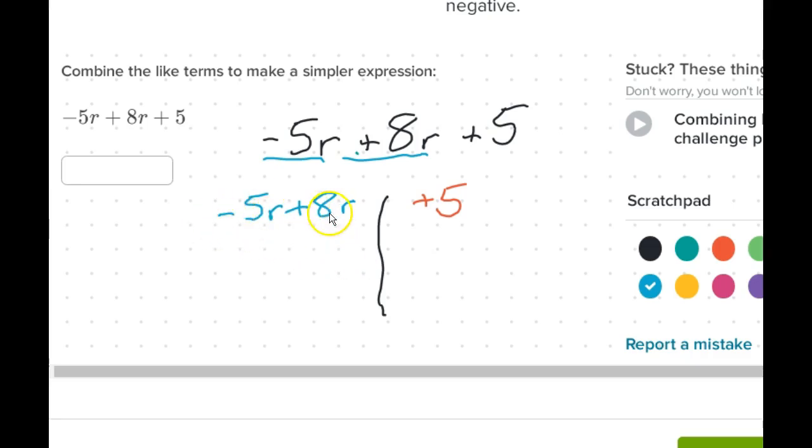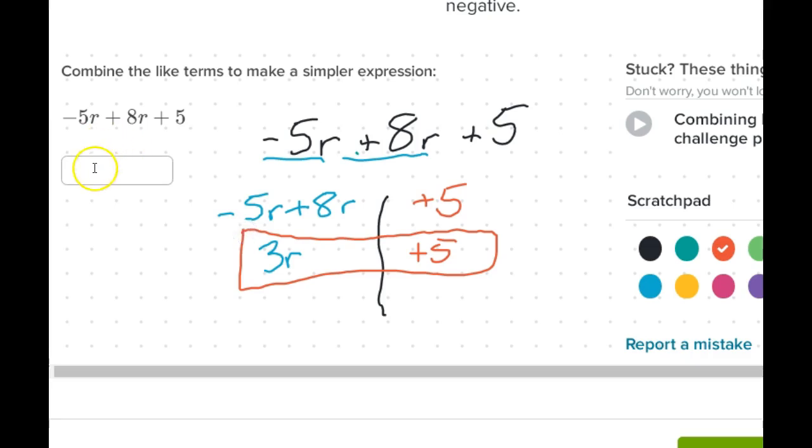So negative 5r plus 8r is going to be 3r. And remember, it's the same thing either direction. 8 minus 5 is the same as negative 5 plus 8. And then on this one, the plus 5 is just the same. So my answer here is just 3r plus 5.